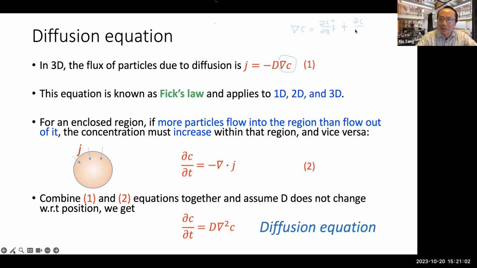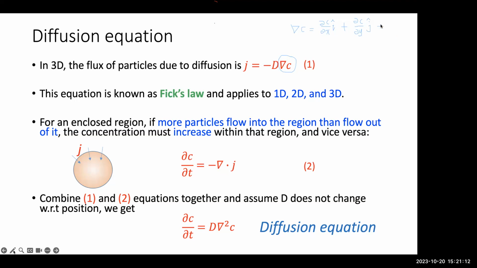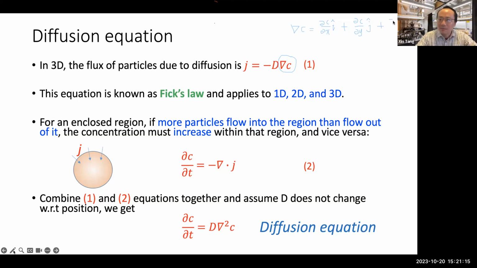In the future, I will put it in the slides. Partial C, partial Y. J is another unit vector around the Y direction, the Y axis. And then the last one is similar: partial C, partial Z, in terms of the K, IJK.